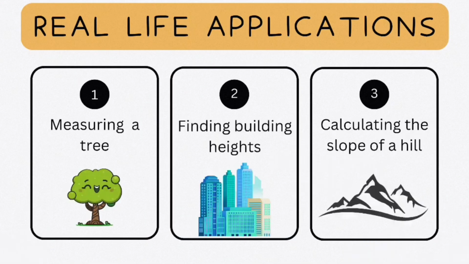Trigonometry isn't just for classrooms, it's everywhere around us. For example, you can measure the height of a tree using the angle of elevation and your distance from the base. Similarly, you can calculate the height of a building without climbing it, which is useful for architects and engineers. Trigonometry also helps calculate slopes, like finding the steepness of a hill or ramp. By knowing the angle and one side, you can figure out distances or heights accurately. These are just a few examples, but the applications are endless.